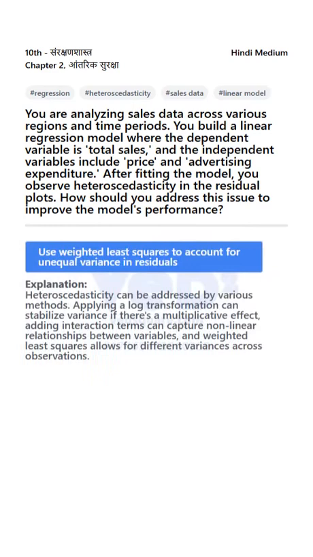original model. Lastly, weighted least squares is a method specifically designed to handle cases where the variance of the errors isn't constant. By assigning different weights to each observation based on their variance, this technique gives more importance to observations with lower variance and less importance to those with higher variance, thus improving the model's fit.